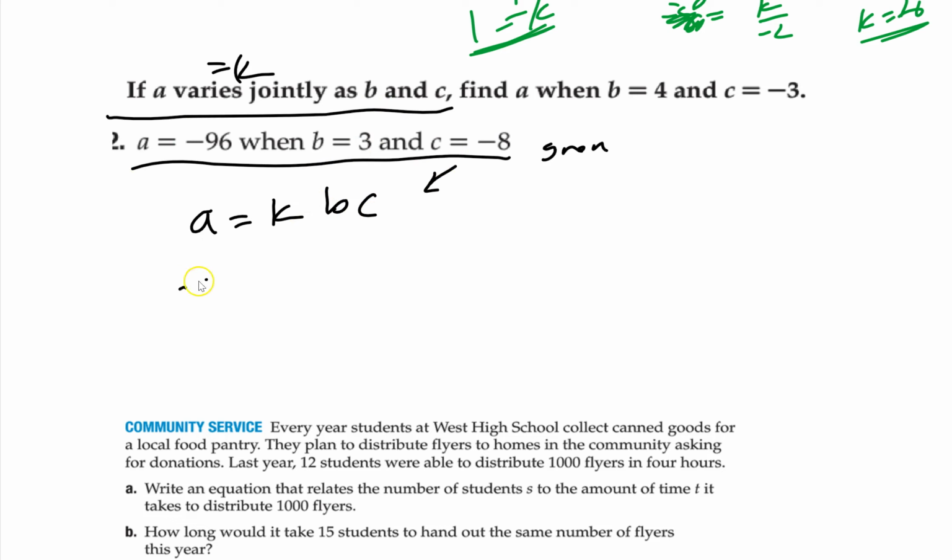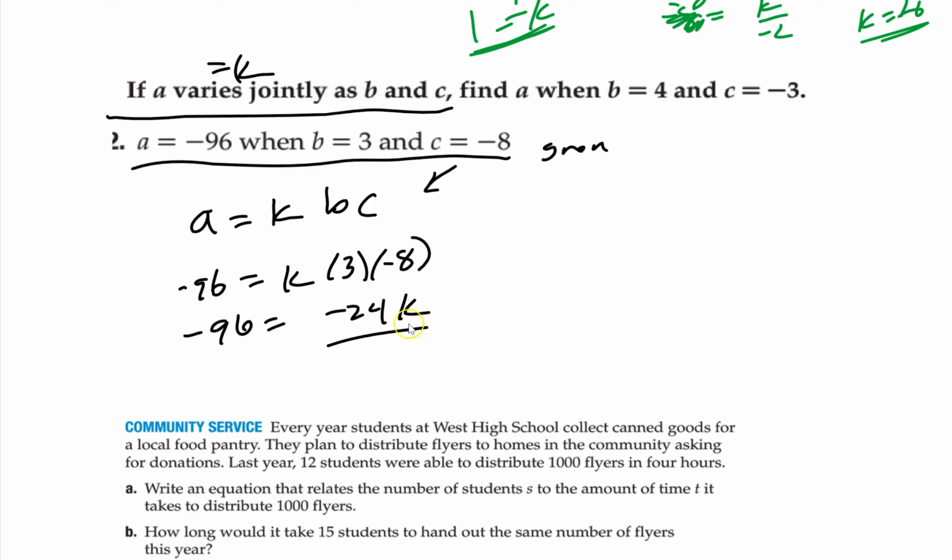So plug it in. Negative 96 equals k times 3 times negative 8. Negative 96 equals negative 24k, divided by negative 24. And you get k equals 4. Negative 4, and a 4, positive 4. That's my k. Plug it in. Now you have your equation.